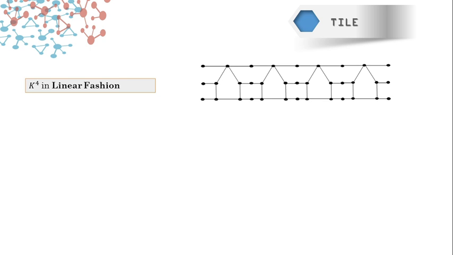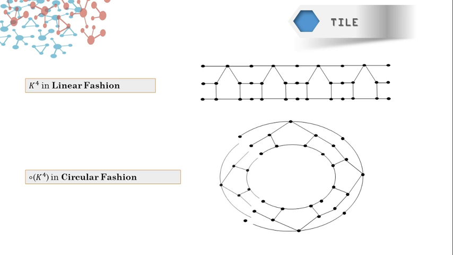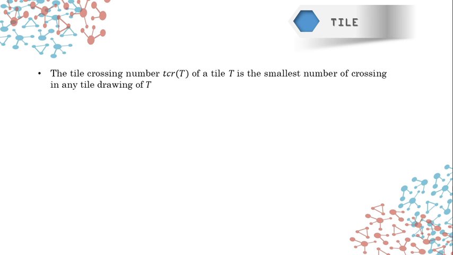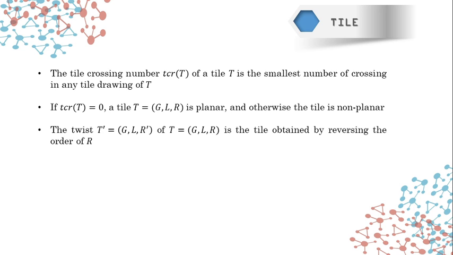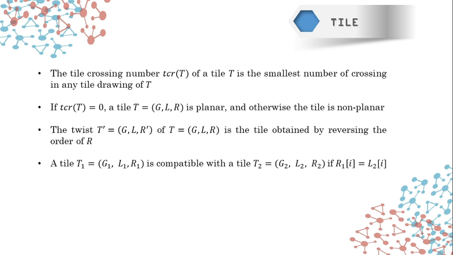Q4 is an example of a tile arranged in linear fashion, and dot Q4 is an example of a tile arranged in circular fashion. The tile crossing number TCR(T) of tile T is the smallest number of crossings in any tile drawing of T. If TCR(T) equals 0, the tile T is planar, and otherwise the tile is non-planar. The twist of tile T is the tile obtained by reversing the order of R.